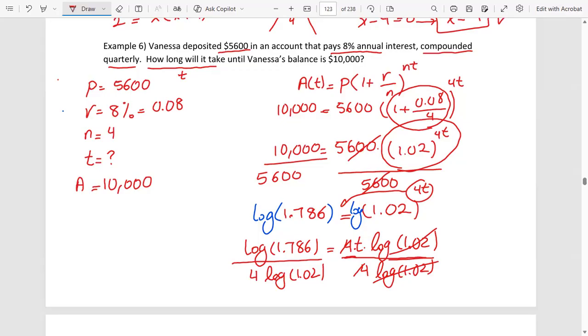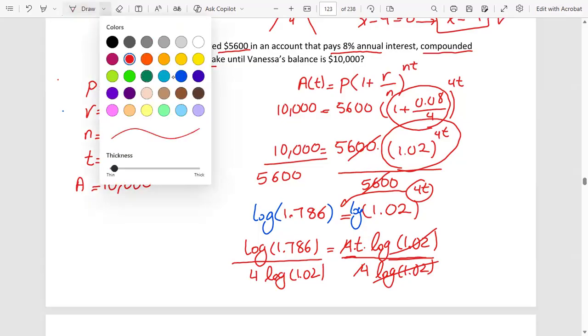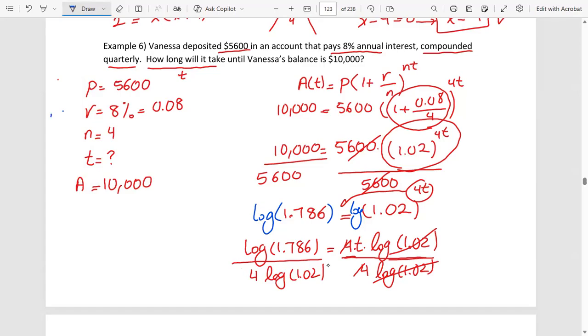But don't forget that when you put this one in the calculator, to make sure that the calculator is following the correct order of operations, put this whole thing in a parenthesis. And we put log of 1.786 divided by, open a parenthesis, 4 times log of 1.02, and close that big parenthesis. So the answer for t is 7.32. That means how long will it take until Vanessa's balance is 10,000? About 7 years, 7.32 years, which is more than 7 years.